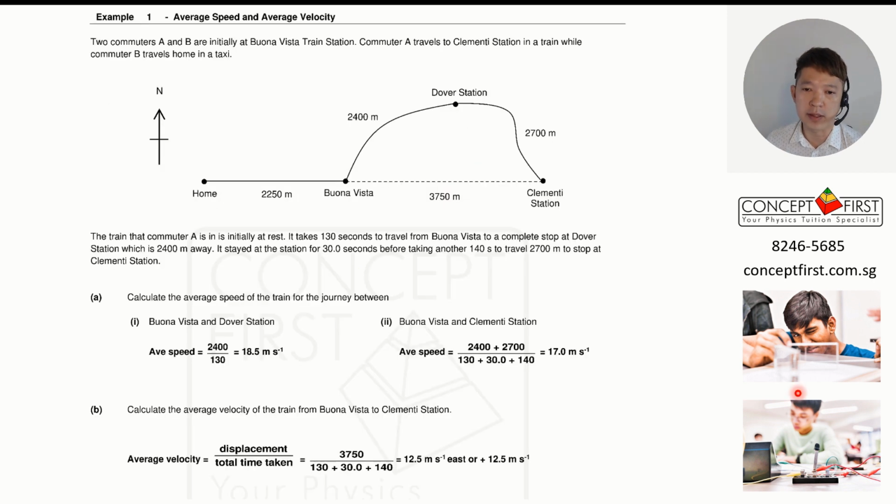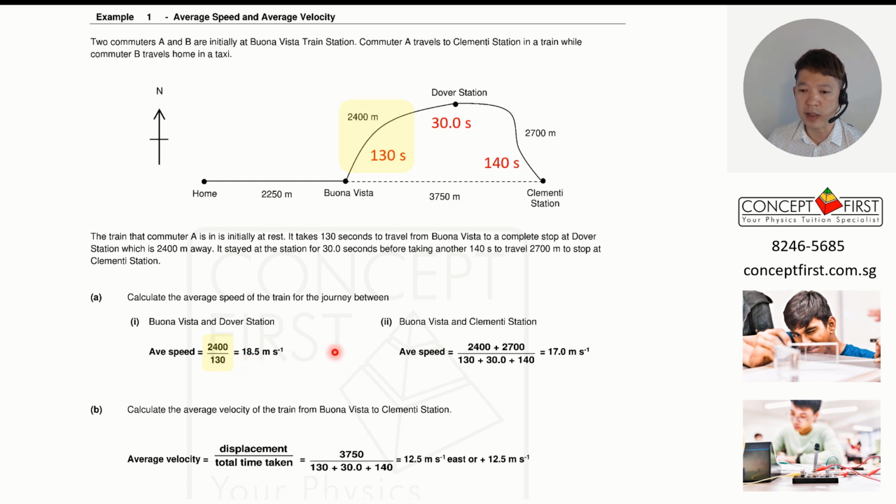Okay, so let us look at example 1 on average speed and average velocity. You can pause the video and read the question and answers. Okay, so usually if we have a diagram and we have all the information scattered all over the question, it'll be helpful that you just include the data or the information into the diagram so you see a clear big picture of the whole thing. So part A1, I think quite clear cut. From Buena Vista to Dover, distance divided by time, right here, get 18.5 meters per second.